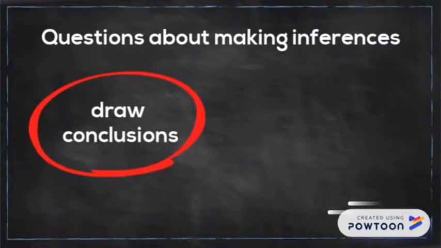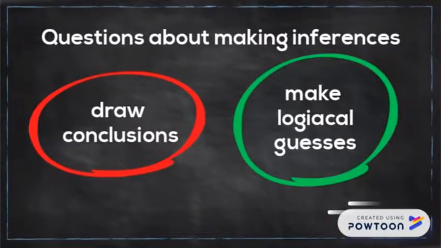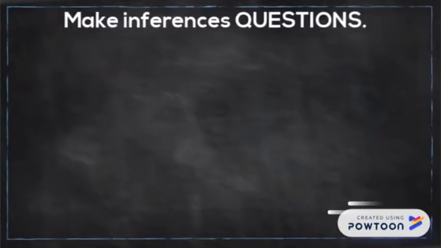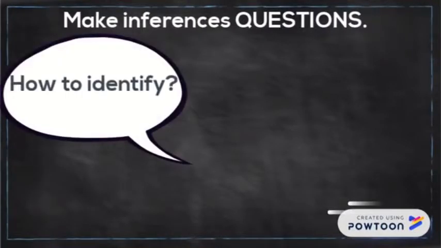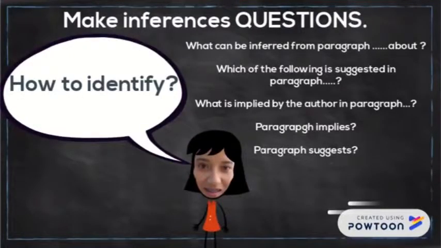Now we have questions about making inferences. This type of question tests our ability to draw conclusions and make logical guesses about information that is not directly stated in the passage. How to identify this type of question? We have, what can be inferred from paragraph about, which of the following is suggested in paragraph, or maybe what is implied by the author in paragraph. The paragraph implies or the paragraph suggests.